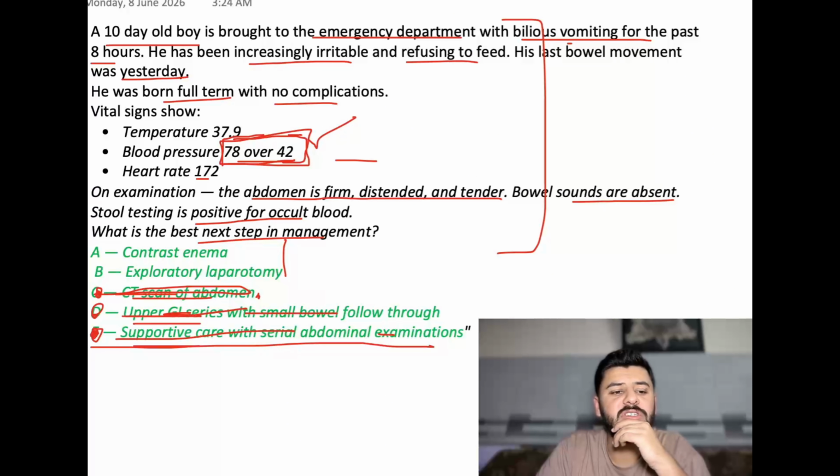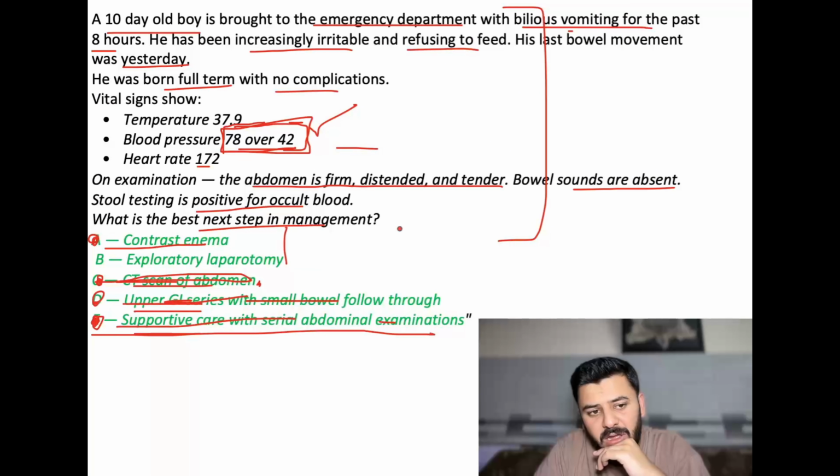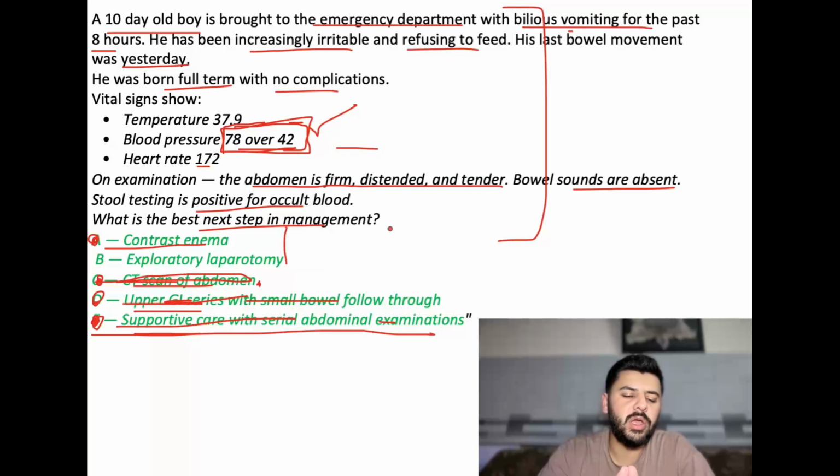Now one of these options is actually what 45% of the doctors chose, and that was wrong. So your wrong answer here is contrast enema. Congratulations. This is your wrong answer. Now why is it wrong? When do you do contrast enema? You do contrast enema in almost two diagnoses for confirmation. One is Hirschsprung's disease, and the second one is intussusception. Hirschsprung's is not the correct answer here because they already told you his last bowel movement was yesterday.